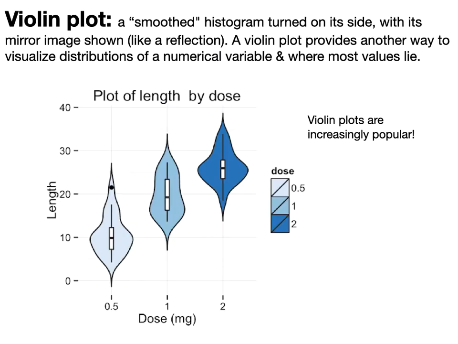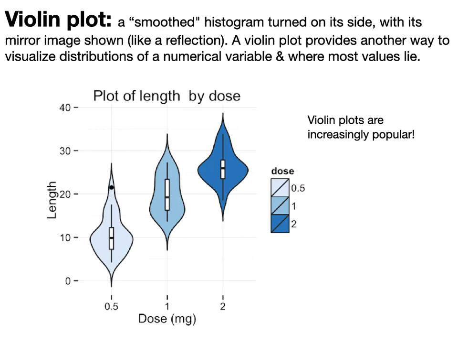All right. So another way to represent distributions of numerical variables is violin plots. And it's just a probability density, a smoothed histogram turned on its side with its mirror image shown. So this type of plot is becoming more and more common.